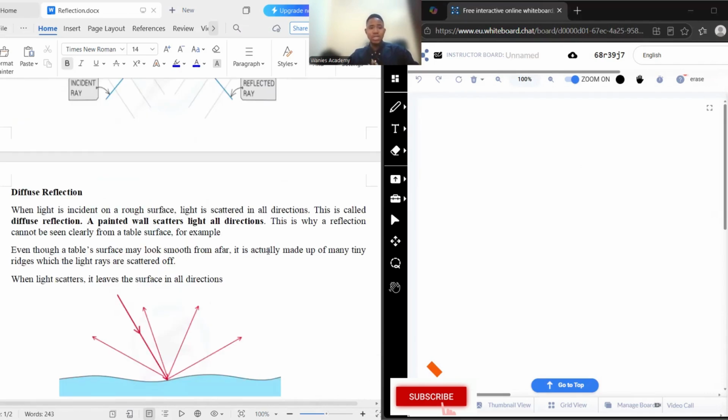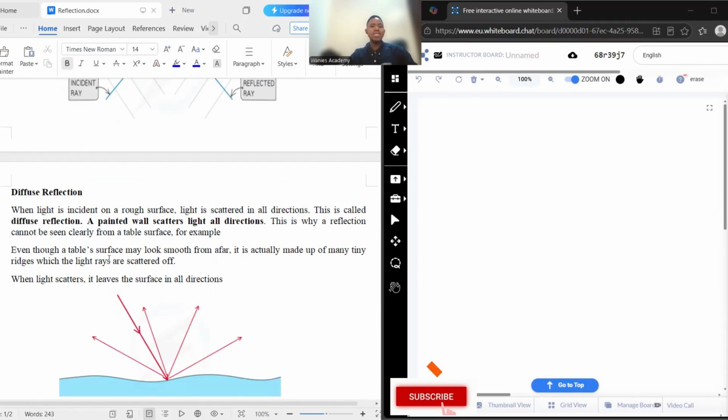The same happens in diffuse reflection. But in diffuse reflection, rays are scattered. Why? Because of the rough surface. When light is incident on a rough surface, light scatters in all directions. So here, even when light scatters in all directions, it also follows that same angle of the incident ray.